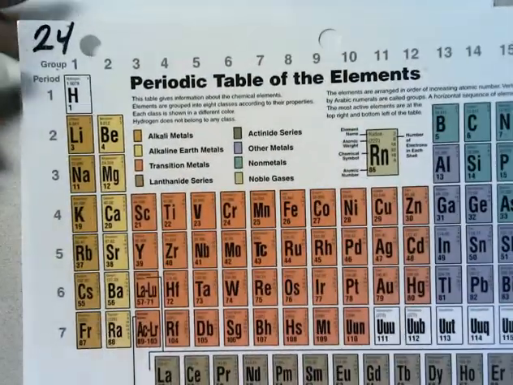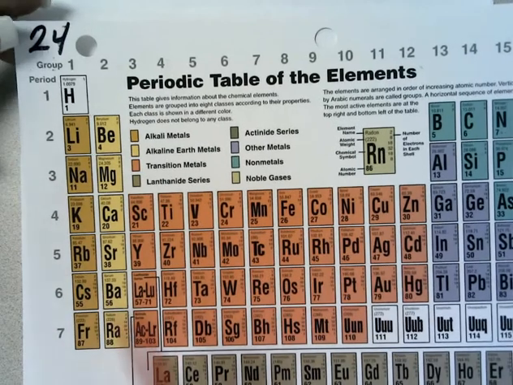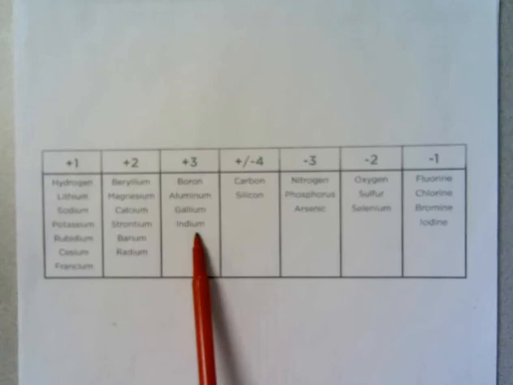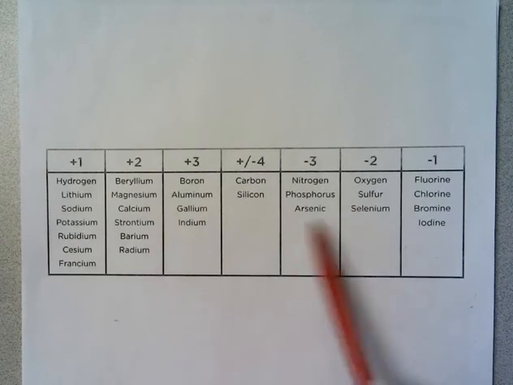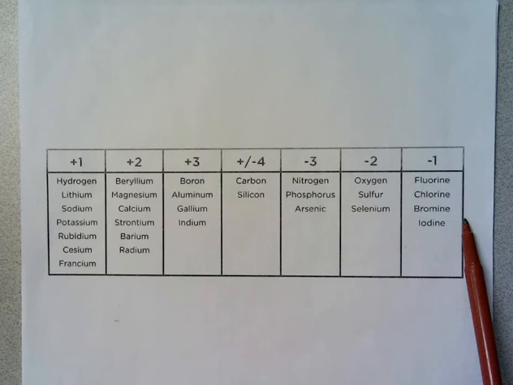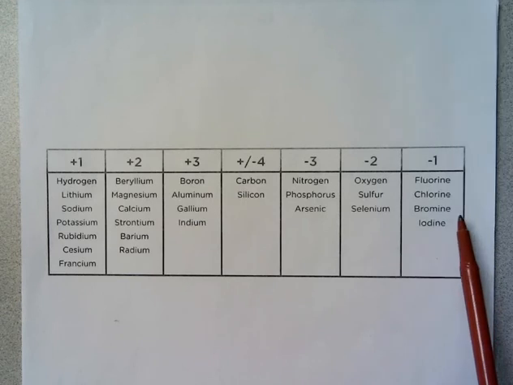But for the rest of them, anything less than 4 will always be positive, meaning they're going to lose electrons, and anything more than 4 will always be negative. Those elements that you see here are going to gain electrons. They're going to pick them up, okay?